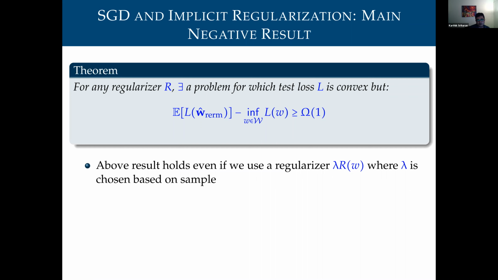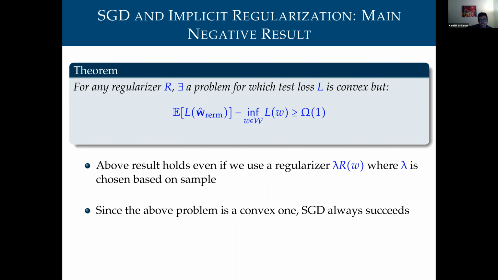Now, as I mentioned before, since the problem is convex, we know that SGD will always succeed. So this kind of does two things. It says that there are problems where SGD succeeds and no regularized ERM solution will succeed, and hence SGD cannot possibly be explained using implicit regularization, at least for these problems.